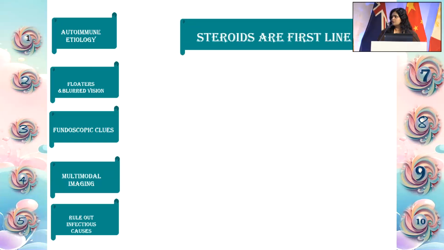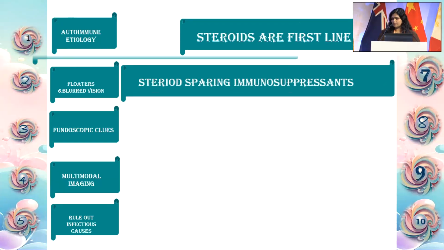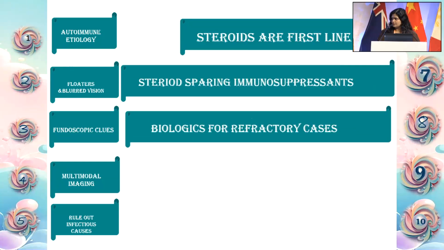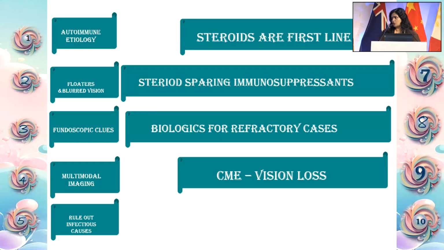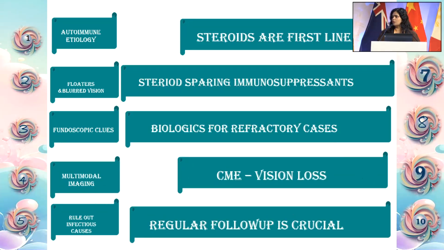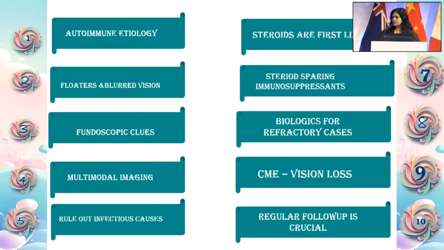First line of management will be steroids. After that, we will be shifting to steroid-sparing immunosuppressants and biologics for refractory cases. CMV is the most common cause of vision loss, so prompt treatment for this and regular follow-up is crucial. These are the 10 pearls in non-infectious posterior uveitis.